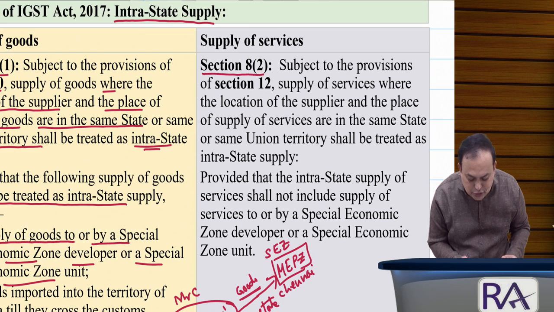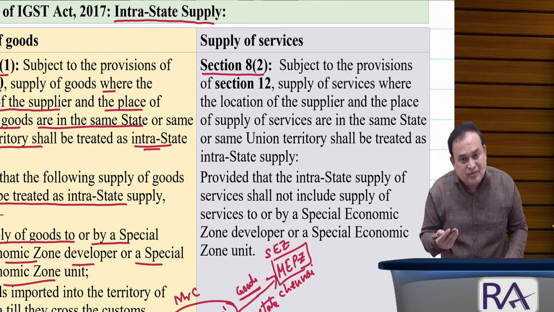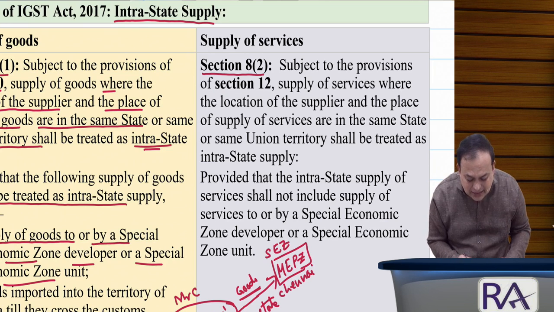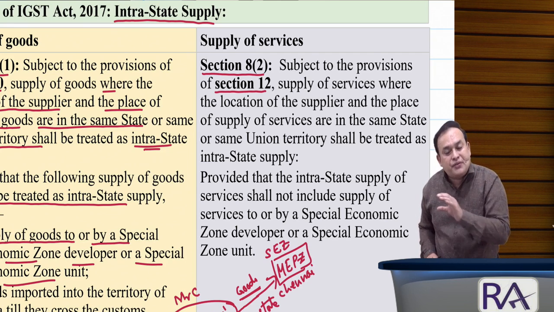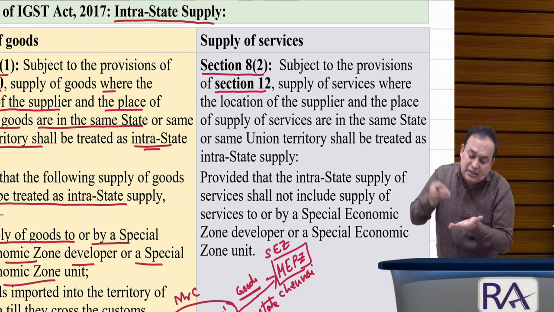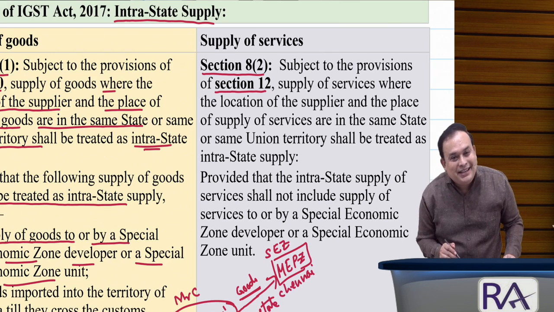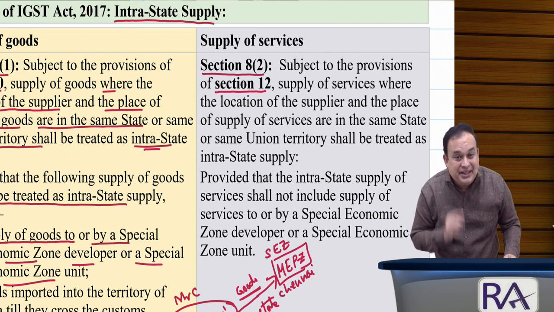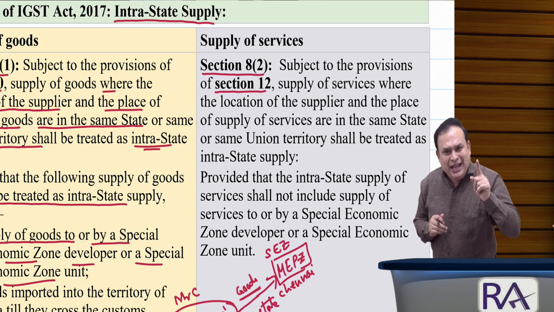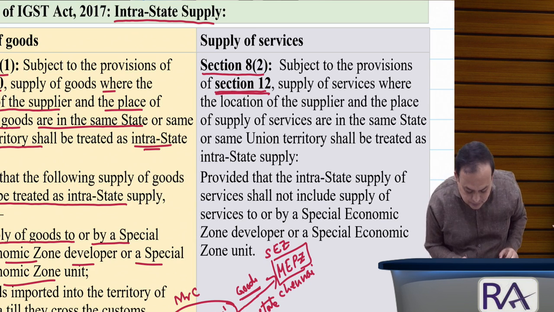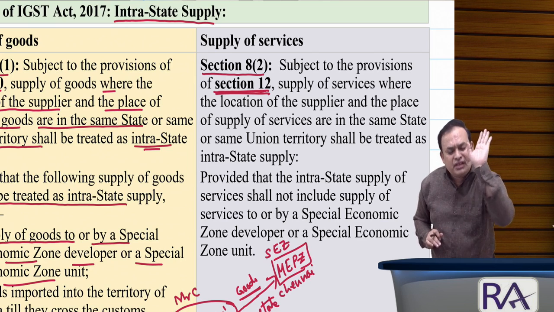we also have here, my dear, Section 8 subsection 2 of the IGST, which talks about supply of services where Section 12 applies. Subject to the provisions of Section 12, location of the supplier and place of supply in the same state or in the same union territory, we call intrastate supply. Got the clarity? Here, what is the condition required? Supplier of service and the recipient of service should be from the taxable territory. That is what Section 12 says. Satisfying Section 12, 8(2) of IGST speaks of intrastate supply.